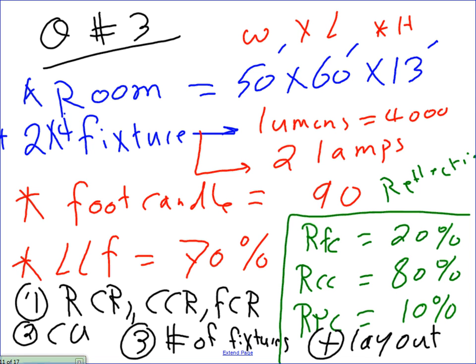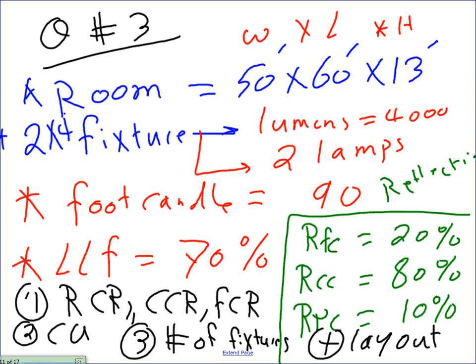And also reflection. Floor reflection 20%, ceiling reflection is 80%, and wall reflection is 10%. So we're giving all these reflections. Number 4, I want you to find the layout of these fixtures. So I have a floor, I have a ceiling, and I have a room or walls.